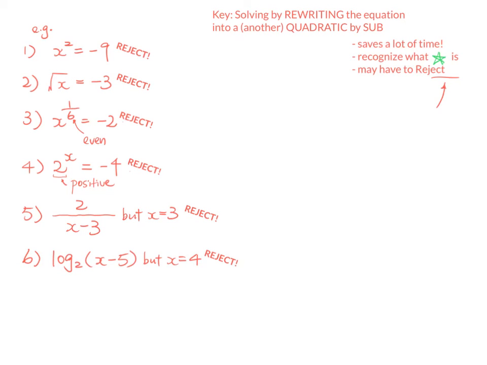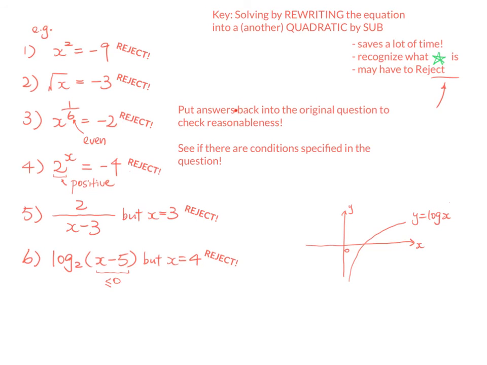And finally, when you've got your answer x equals 4 and you plug this back into the original question, when you have log of something, your something inside this cannot be less than 0, so then you have to reject it. Consider the graph of y equals log x. Your domain is always positive, like that. So always, after you've done, put your answers back into the original question to check if it's reasonable, and look clearly for any condition specified in the question for the answer.